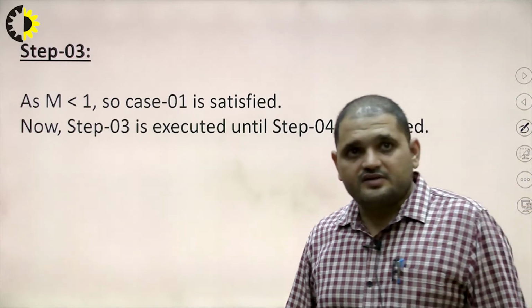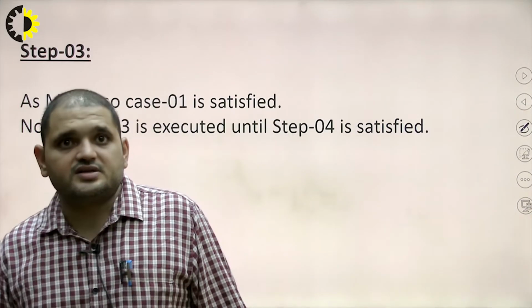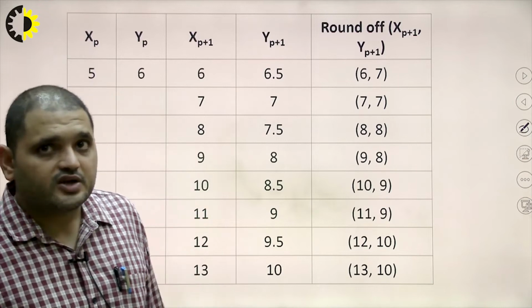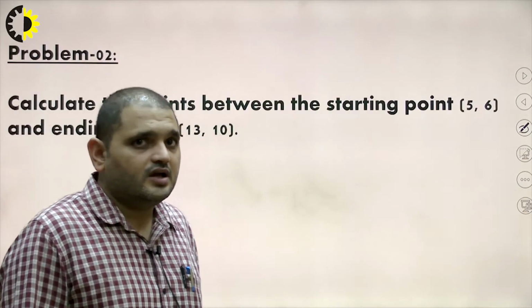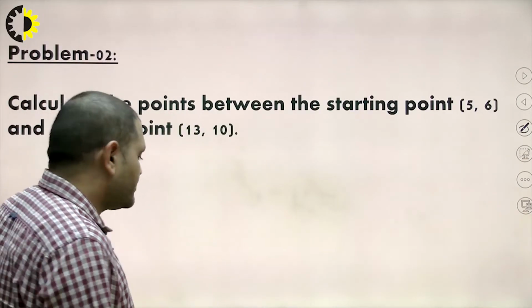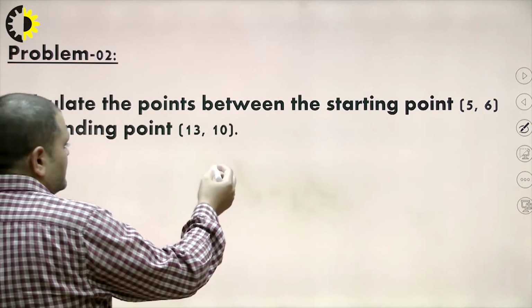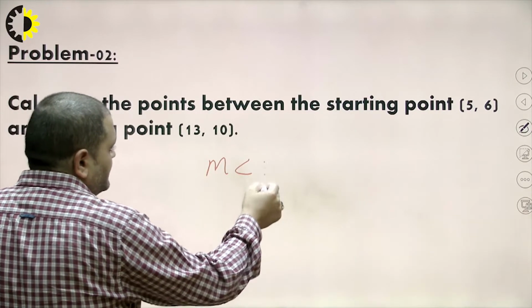So as m is less than 1, case 1 is satisfied. So we execute. What was case 1? If you recall, if m is less than 1, then what do we have to do?